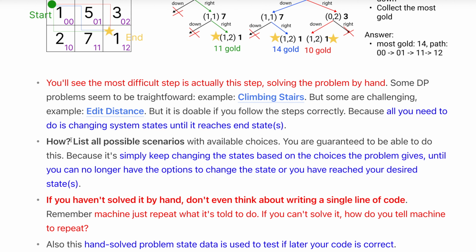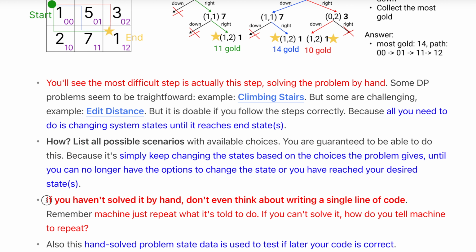So how do we do it? We're gonna list all possible scenarios with all available choices. And changing state is a very natural thing because we already have the choices to create a new state. So to list all possible scenarios, we simply keep changing the states based on the choices that the problem gives us until we can no longer have options to change states or until we have reached our desired states. So that's not really solving, that is just simply changing the states until we can no longer change them.